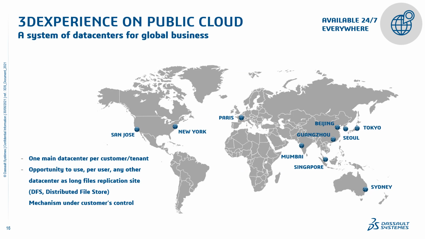Thanks to the 3D Experience architecture, we can offer global business to our customers using a limited number of data centers. On this map, here are the current data centers. When a customer adopts the 3DS Cloud, he is using a main data center. Then the customer can use any other data center as a replication center for large files. This gives better performance for remote users with the Distributed File Store, or DFS. This functionality is available on all the regions exposed on this map.